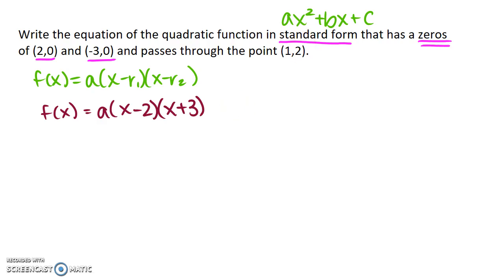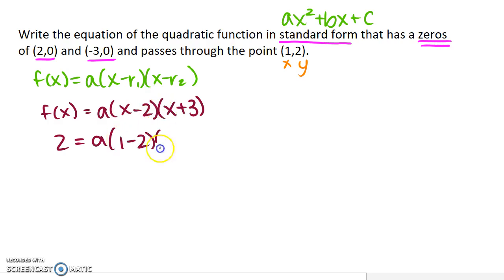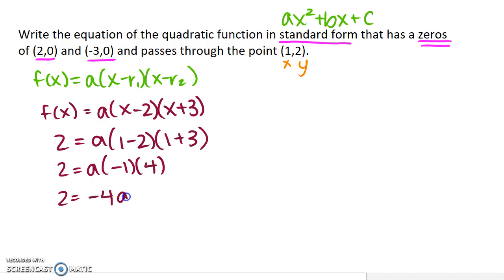And from here, we can substitute in our x and our y. So we'll have 2 equals a, and now this 1 is going to go in both spots. 1 minus 2, 1 plus 3. Just like last time, order of operations says to do parentheses first. So 1 minus 2 is -1. 1 plus 3 is 4. Next we multiply. So a times -1 times 4 is -4a. To get a by itself, we divide by -4, divide by -4. So a, when we simplify 2 over -4, is -1/2.